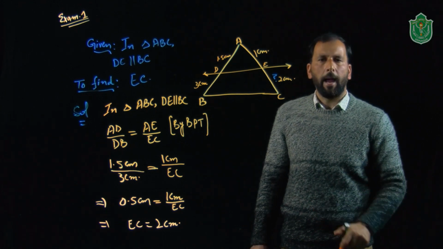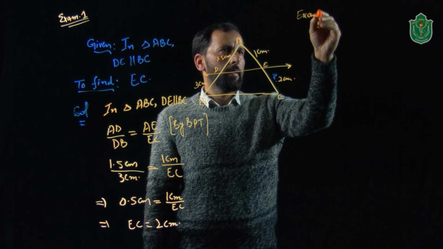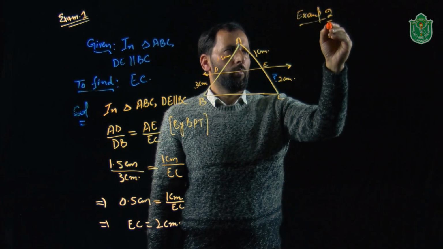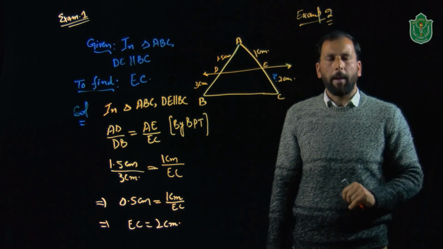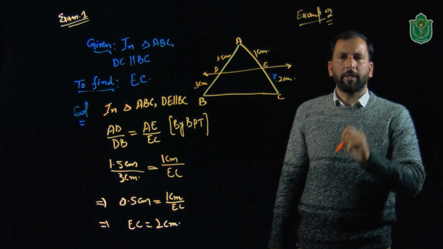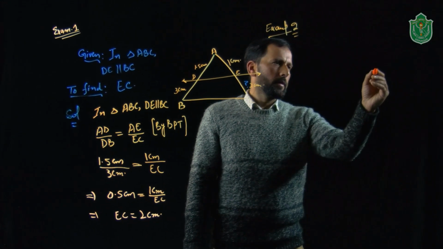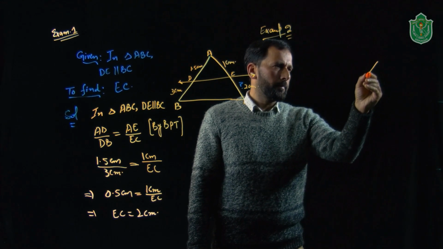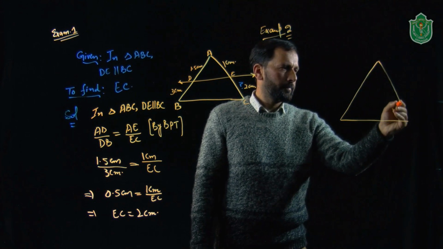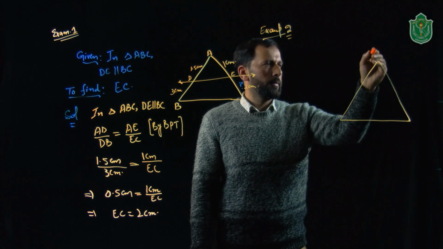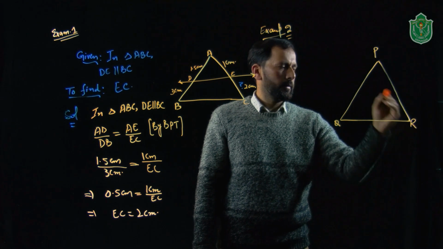Now let us take another example, example number 2. So this is based on the basic proportionality theorem. Now we take another example based on the converse of the basic proportionality theorem. Consider a triangle PQR. Let this one be a triangle PQR. This is P, Q and R triangle.